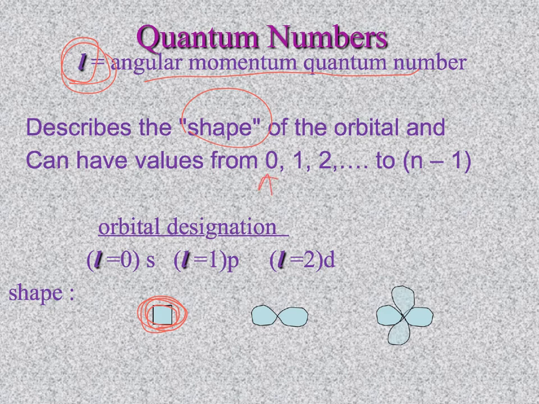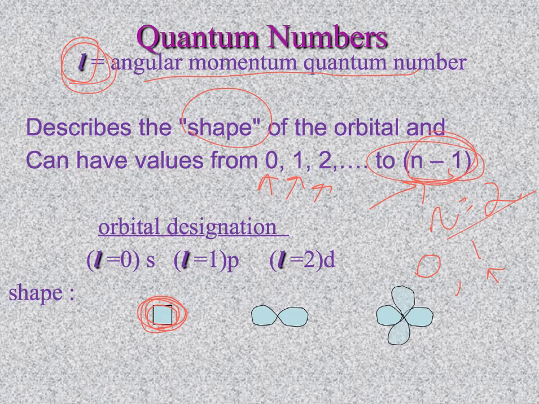It always starts at 0, moving up by 1s, but the highest L value that's possible is n minus 1. So for example, if n has a value of 2, the values L could have would be 0 and 1. And 1 would be the highest value L could have if n equals 2. So notice that L always has to be 1 less than n.